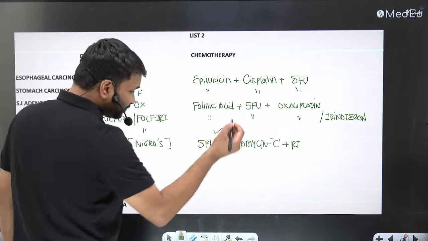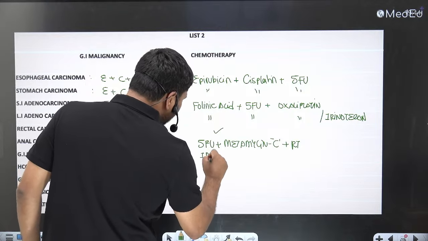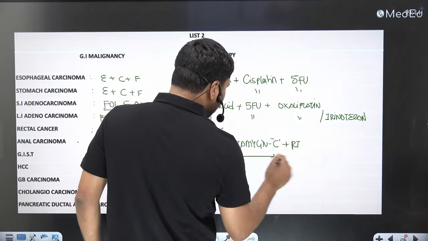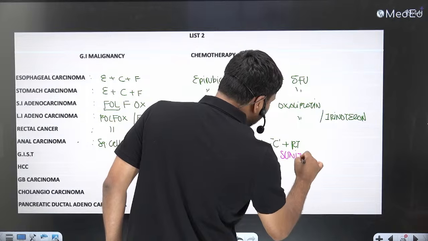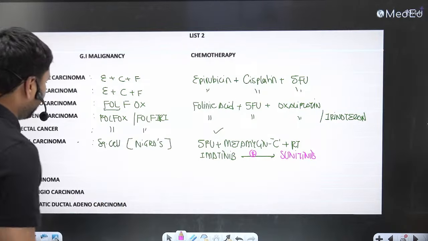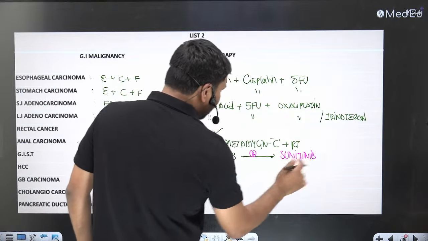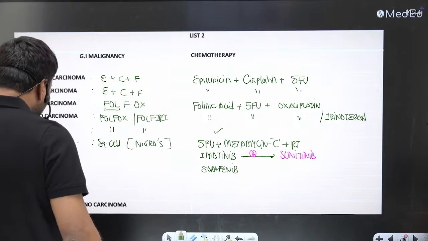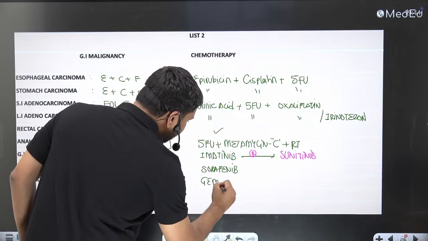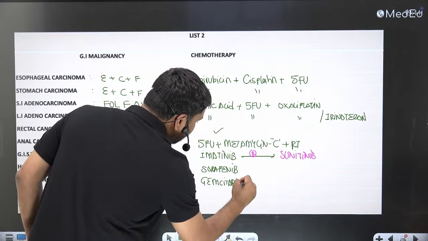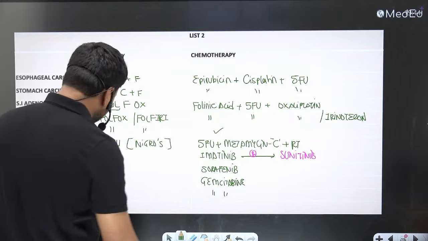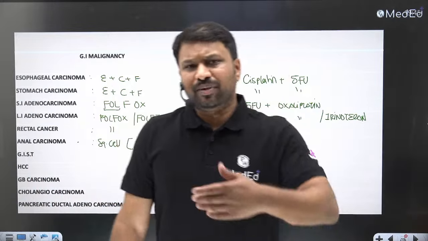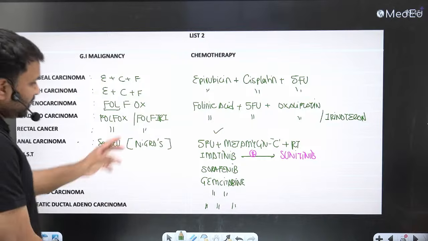For GIST, what is the drug of choice? It is going to be imatinib. If it is resistant to imatinib, then we'll go ahead and give sunitinib. For HCC, what do we give? We have sorafenib. For cholangiocarcinoma and gallbladder cancer, we have gemcitabine-based chemotherapy. Pancreatic ductal adenocarcinoma is also going to be gemcitabine. Cisplatin, a platinum-based compound, can also be given, but predominantly it is going to be gemcitabine. That is your list number two.